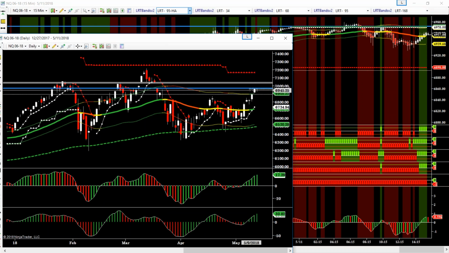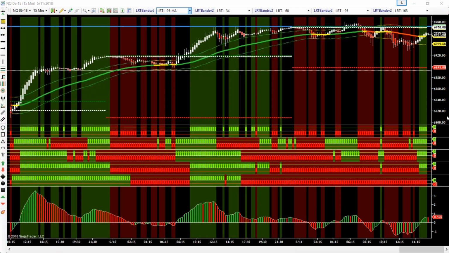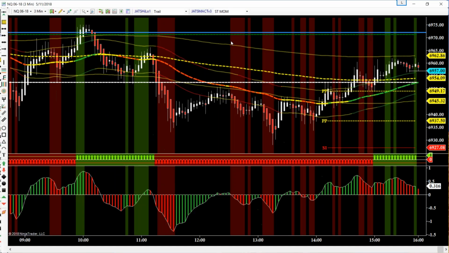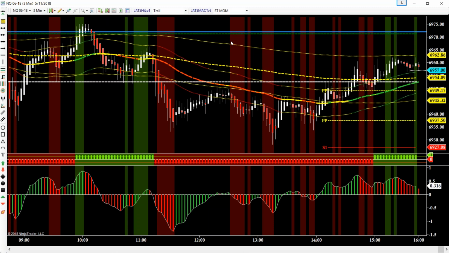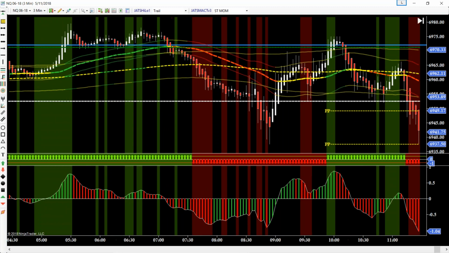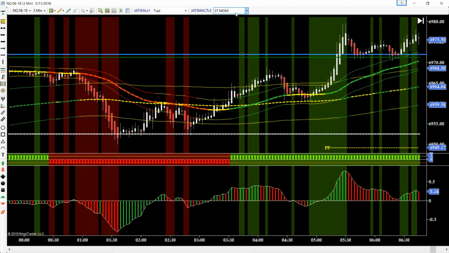But since we were not able to close above it on any of these markets, the Russell, the E-mini NASDAQ, or the E-mini S&P, I'm thinking that this is probably going to roll over, is my guess. But it's a good thing I don't have to guess anymore. I just trade the market that's in front of me on the indicator.